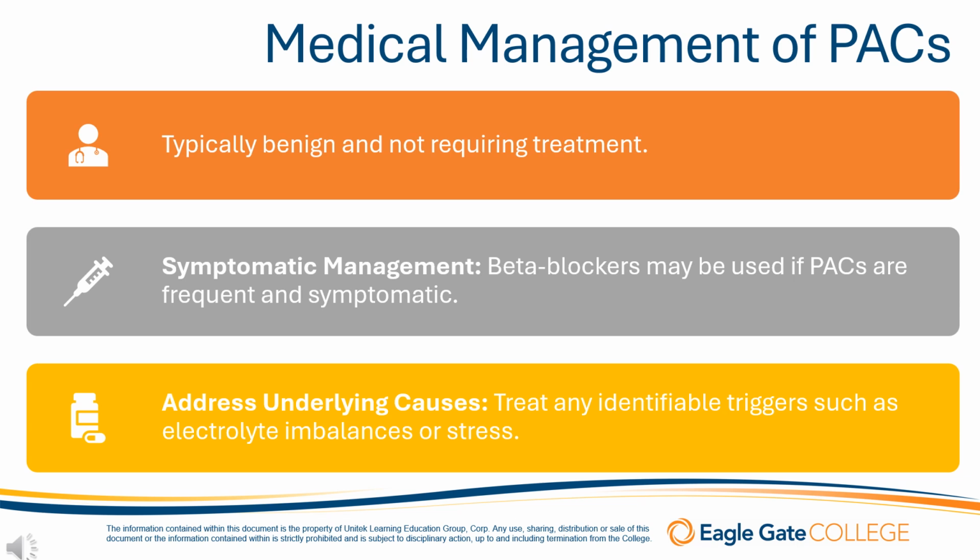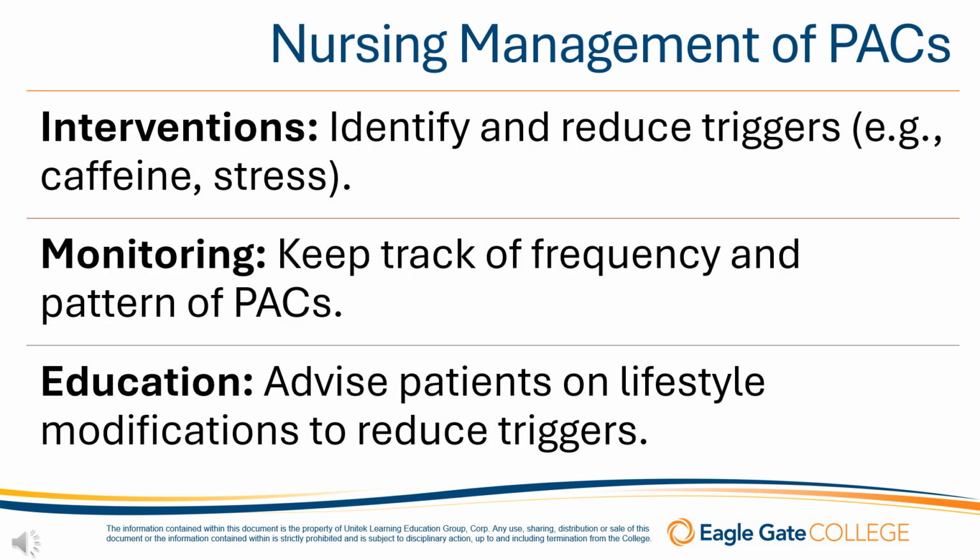Encouraging a healthy lifestyle, including regular exercise, adequate sleep, and a balanced diet, can improve overall cardiovascular health and reduce the incidence of PACs. Avoiding excessive alcohol consumption and stopping smoking are also important lifestyle changes that can positively impact heart rhythms. Now let's look at the nursing management of PACs.